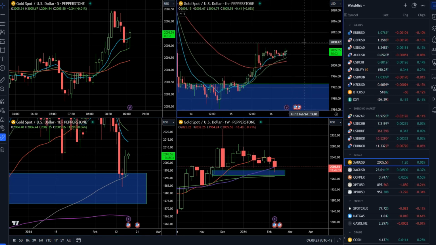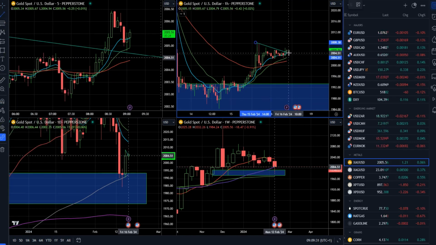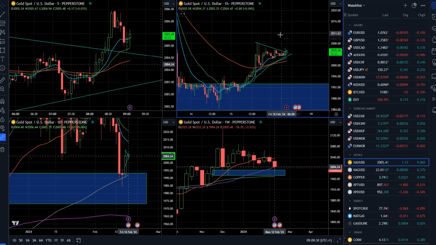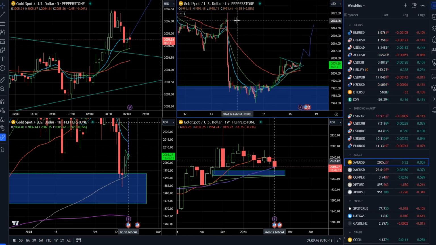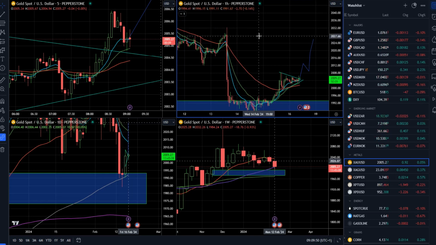The hourly time frame is pretty productive. Similar to the euro dollar, we have the symmetrical triangle, more contraction, and the moving averages are sloping higher. So it seems like there is a chance for a recovery of this big sell-off that we had a couple of days ago, and potentially a full retest of the 2020, 2030 mark.